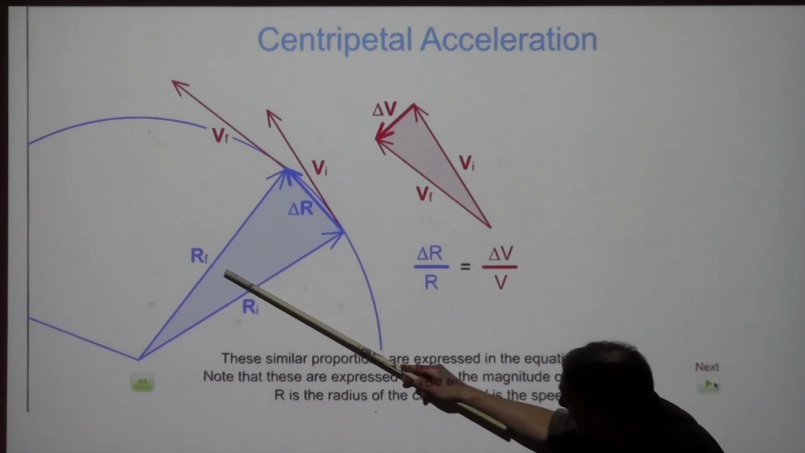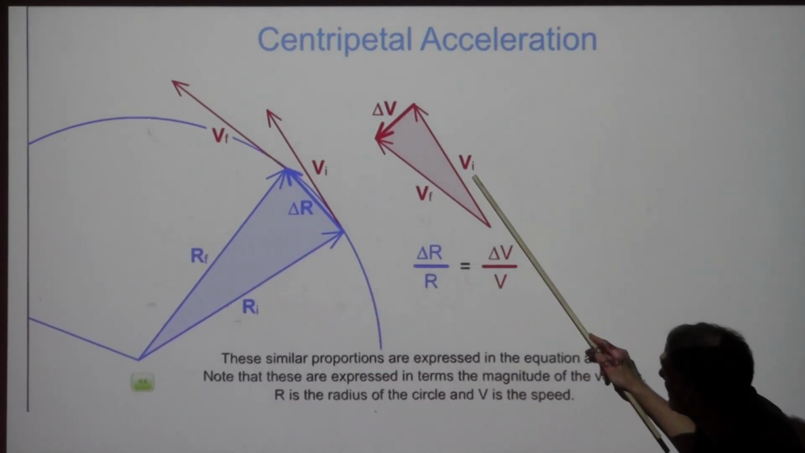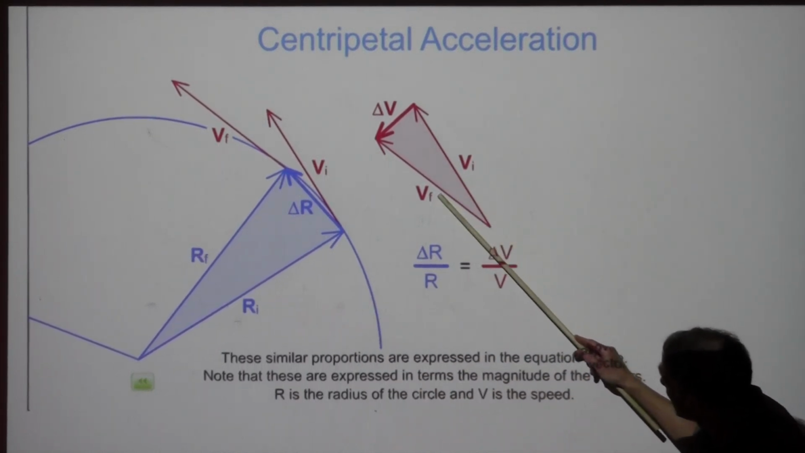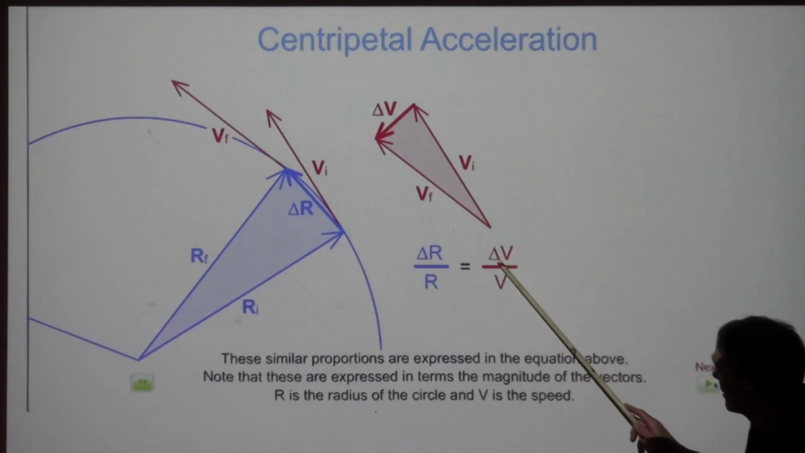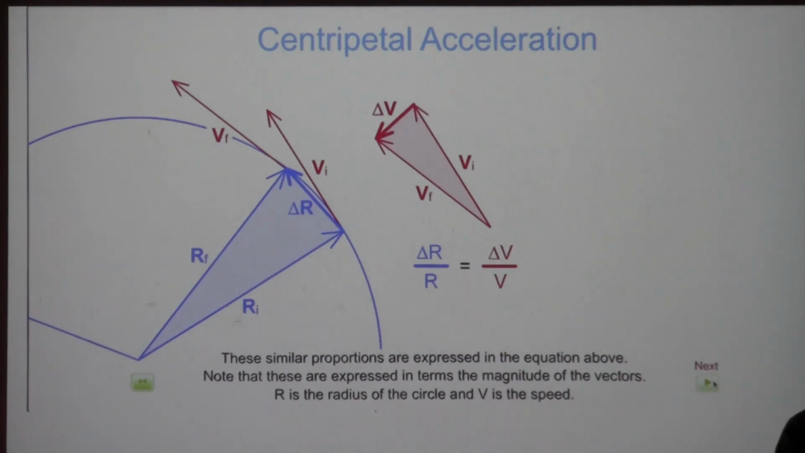Of course, these radii are the same magnitude, different directions. These velocities are the same magnitude, just different directions. So I'll just call it delta V over V. So I'm dealing with just magnitudes here.